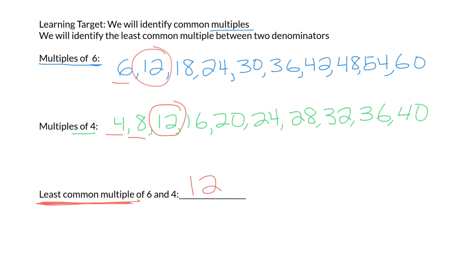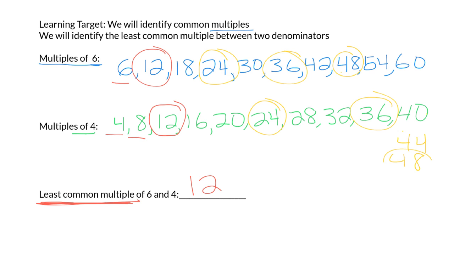Now you might also notice, hey, Miss Barker, I noticed that they share more common multiples, and you're right. I see right here, I see 24, and if we went a couple more multiples of 4, we could say here is 36 too. If we went a couple more multiples of 4, we would find 48, and 48 is shared too.